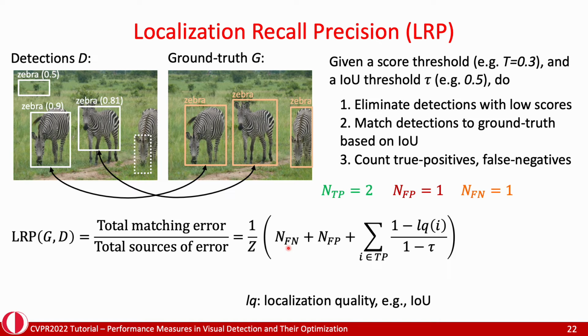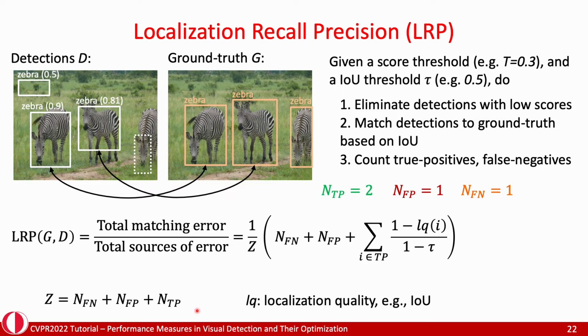The sum of all matching errors is divided by Z, which is the total possible error or total sources of error, which is the summation of false negatives, false positives, and true positives.